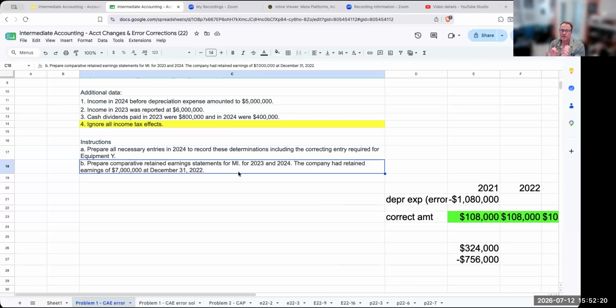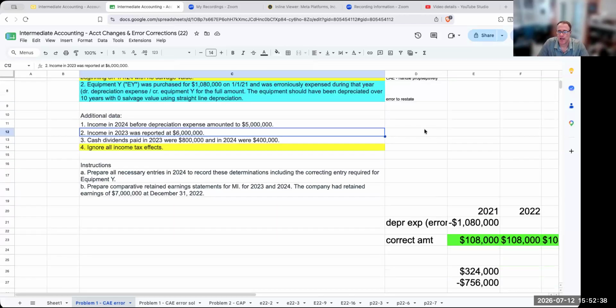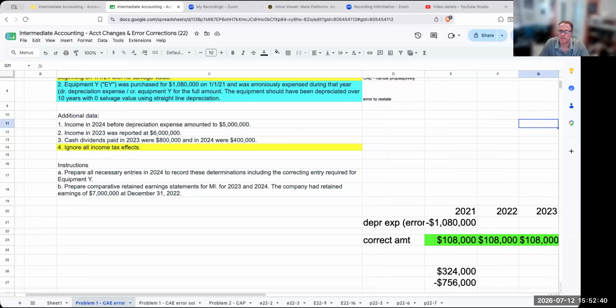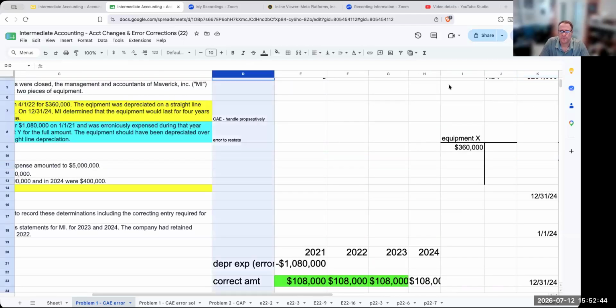The company had retained earnings of $7 million at December 31st, 2022. But what we also know is that we had income before any depreciation of 5 million. Income in 2023 was reported at 6 million. Okay, so let's go ahead and take this on. So give ourselves a little bit more room.